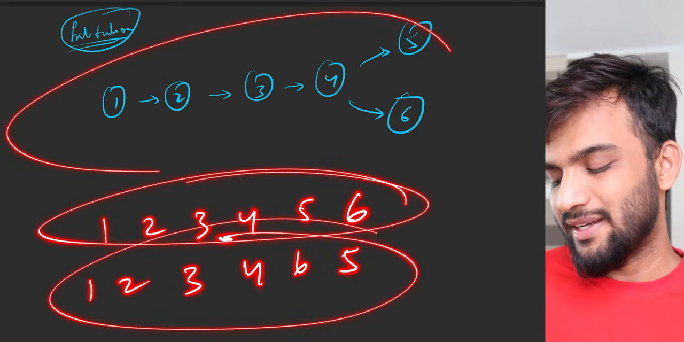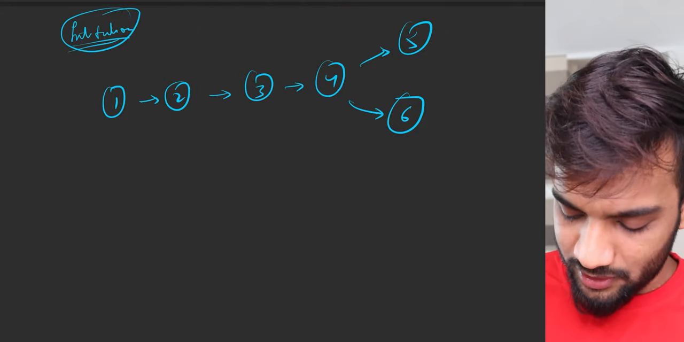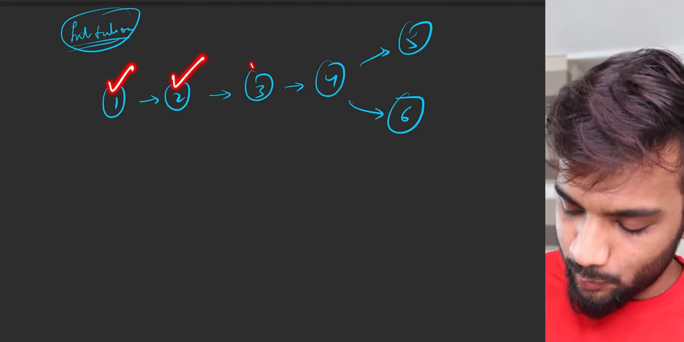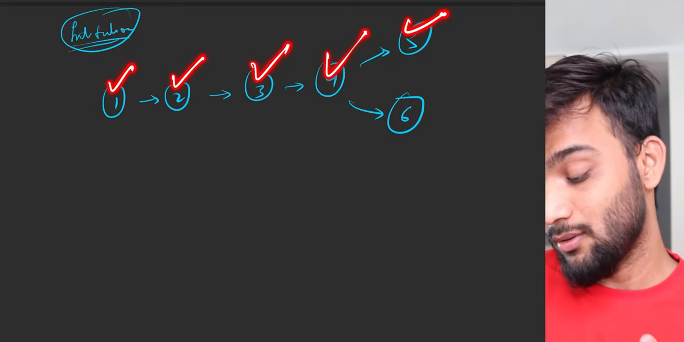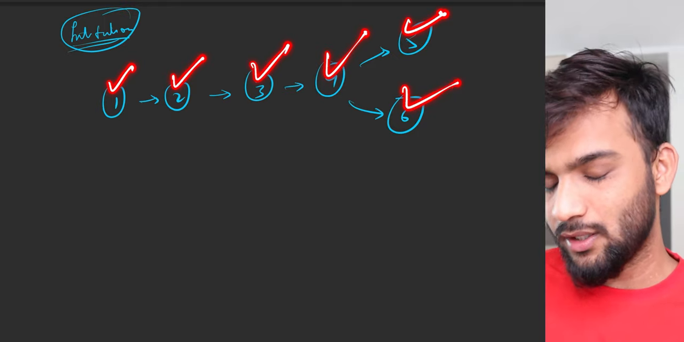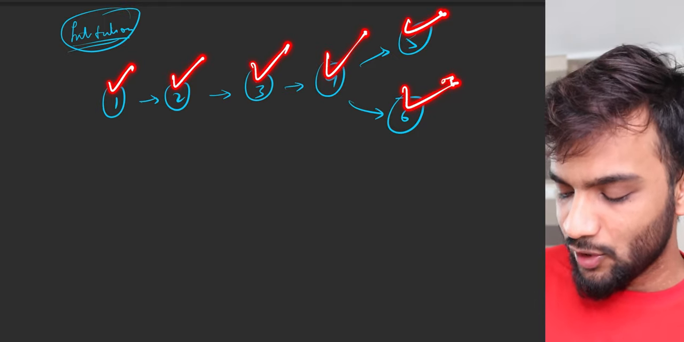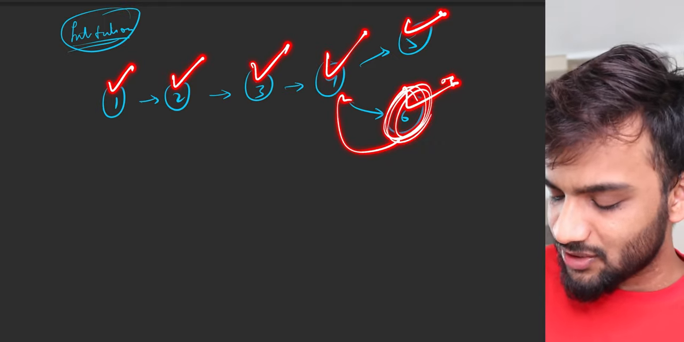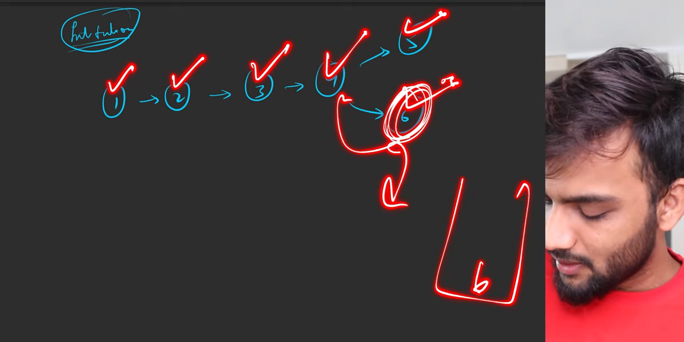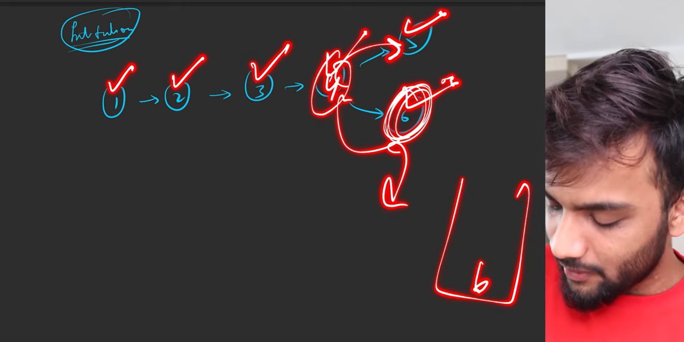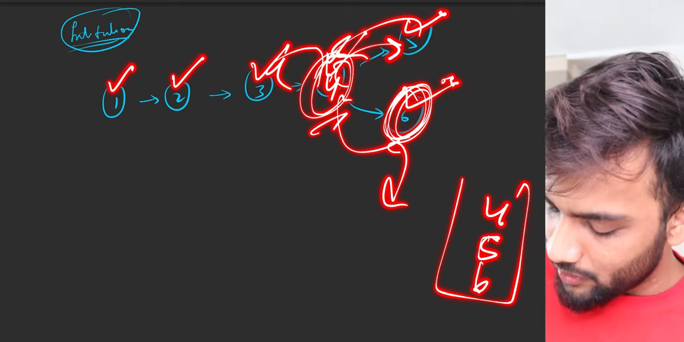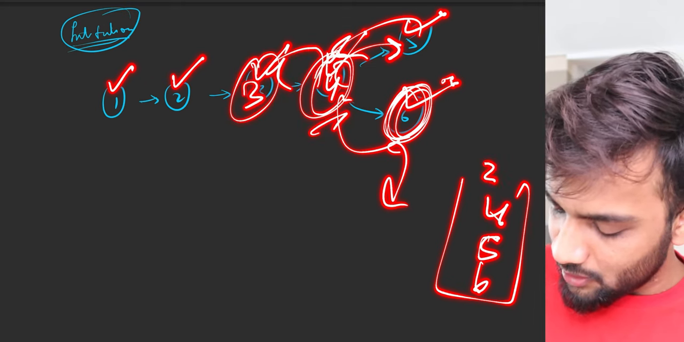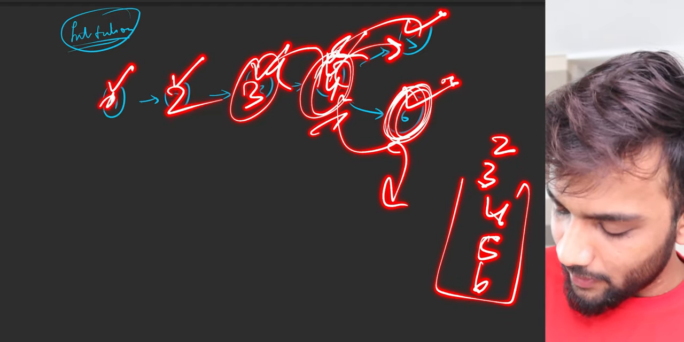So how did you get this? Very simple. You call the DFS from here. Then you went here, then you went here, then you went here. If you went here, 5 was coming first. Or if you went here, 6 was coming first. Now, when you come back, what I did was, I just stored the 6 in a stack. And then from 4, when I went to 5, and when I came back from 5, I stored it here. And I went from 4, I stored the 4 here. Then for 3, I stored it here. Then for 2, I stored it here. Then for 1, I stored it here.